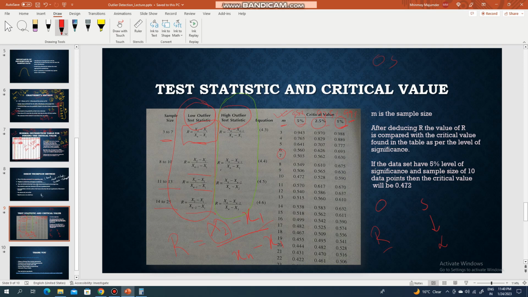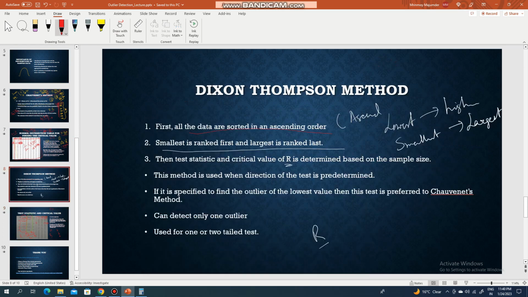So then what we will do to find the critical value of R, you see for the data set of 7 data, that means sample size of 7, level of significance 1, this is your critical value of R. This is the critical value, RC. And the condition is that to be an outlier, this critical value of R must be less than your R.